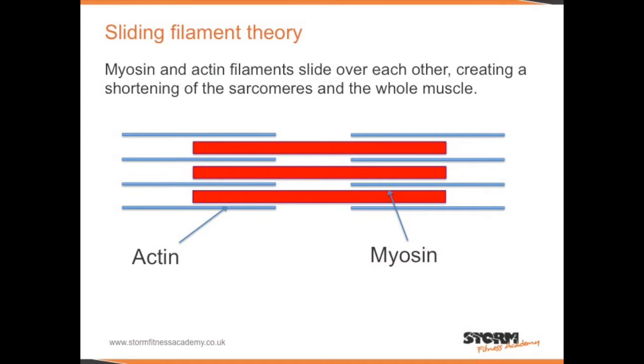Within the myofibril, you have sarcomeres. Sarcomeres contain 2 protein filaments, myosin and actin, also known as myofilaments. During a muscle contraction, myosin and actin filaments slide over each other, creating a shortening of the sarcomere and in turn the whole muscle. This is known as sliding filament theory.